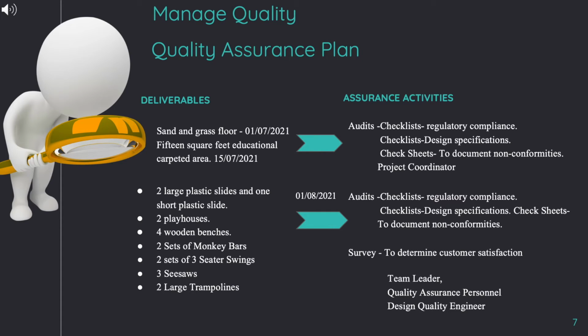The first two audits are going to be done by the project coordinator in two different stages. The first is focused on the sand and grass floor on July 1, and the second on July 15 focused on the 15 square feet educational carpet area. Our third audit is on August 1 by the team leader, quality assurance personnel, and a design quality engineer.